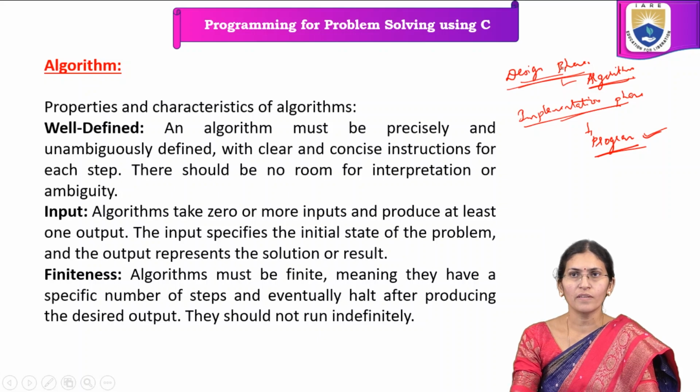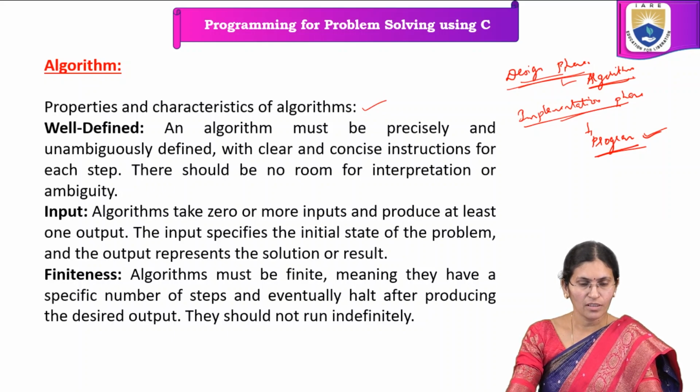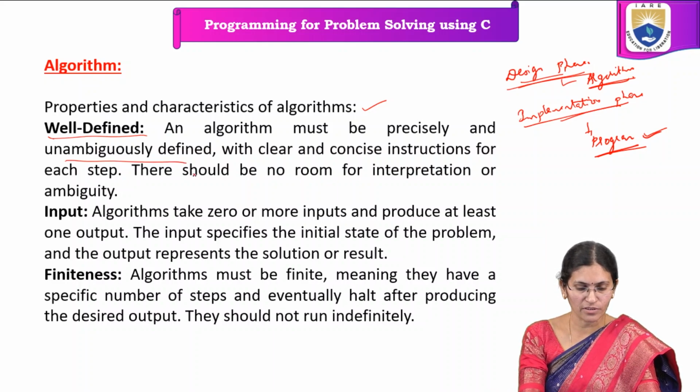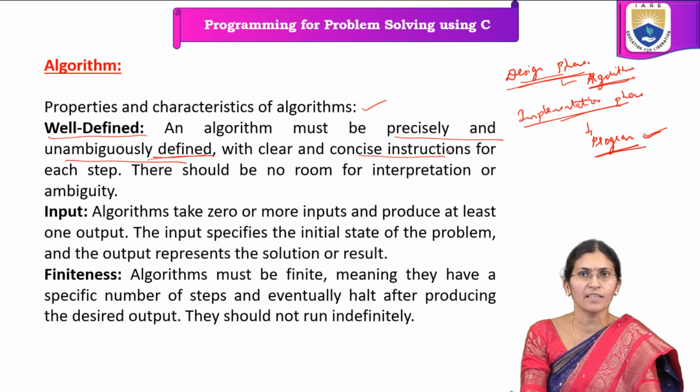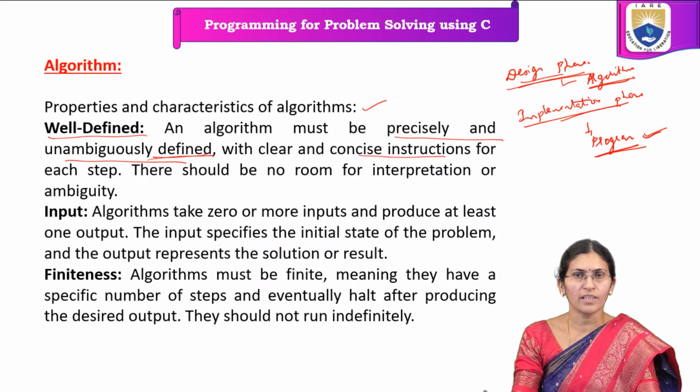In order to solve any particular problem, there are certain characteristics and properties of algorithms. First we will see the properties and then we will see the applications of algorithms. First, an algorithm should be well defined. That means it should not be ambiguous. Any statement in the algorithm should be defined clearly. It must be precisely defined with clear and concise instructions for each step. There should not be any room for interpretation or ambiguity in the steps written in the algorithm.